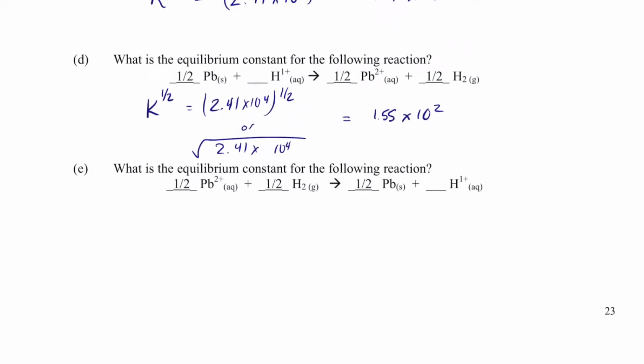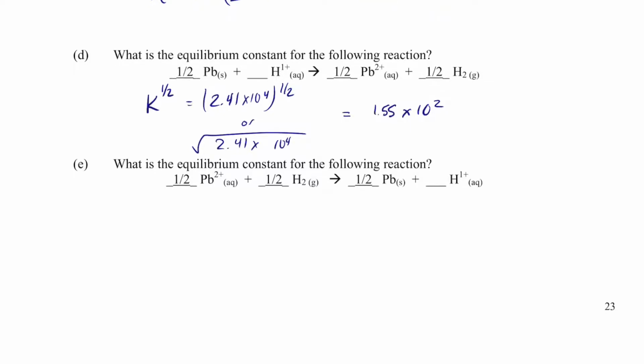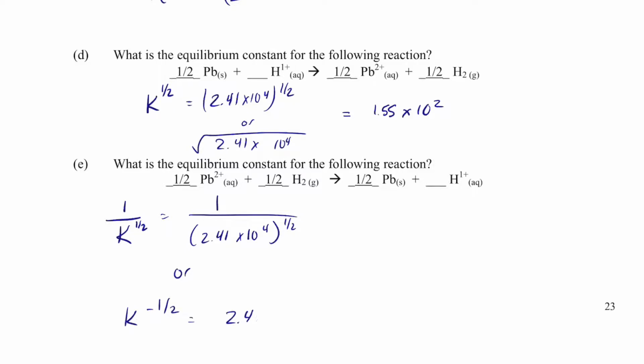Okay, so the last one here before we do example problem number 2 would be the reaction is now going backwards. So we need to take the reciprocal, but the coefficients have been halved, and coefficients are our exponents. So what we get is 1 over 2.41 times 10 to the fourth to the 1/2 power, or what you could do is just K to the minus 1/2 power. And this is something you want to be really good at plugging into your calculator.